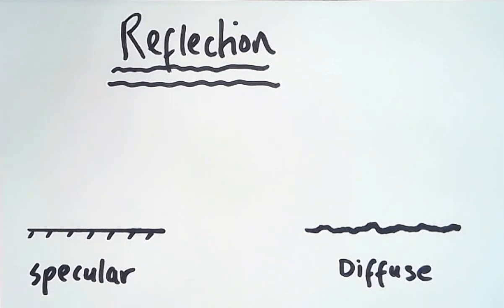Alright, so now we're going to start to look at some of the wave behaviors. The first one is reflection. Reflection is when light strikes a surface and, as it sounds like, it reflects off.